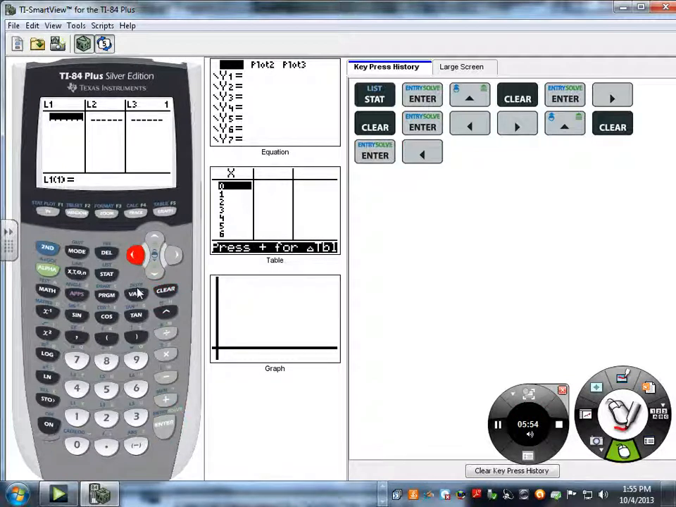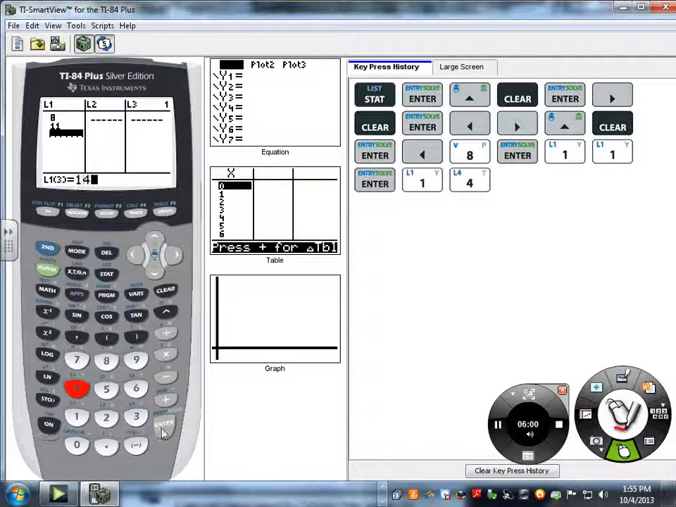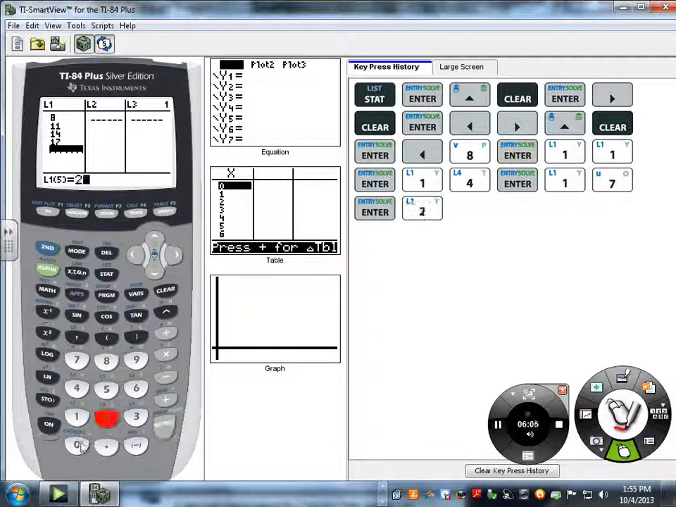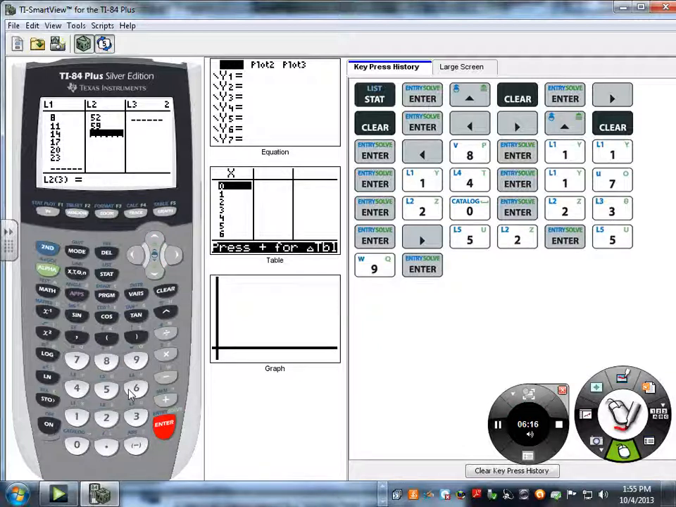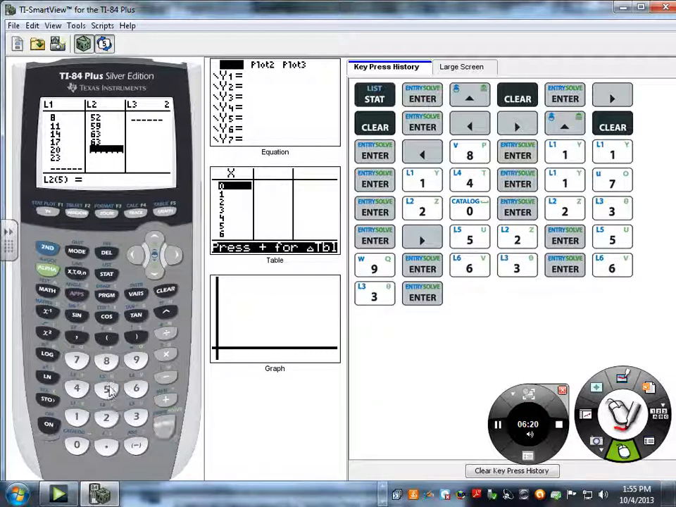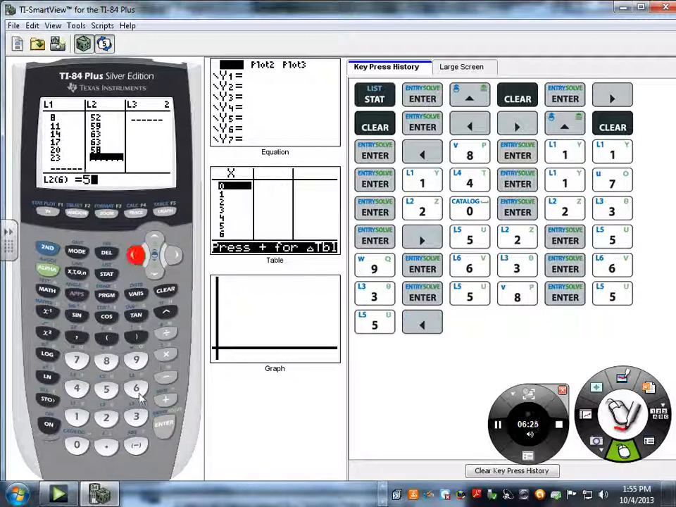And then in L1, I'm going to put the time data, and again, we're using that 24 hours. So 8, 11, 14, 17, 20, and 23. And then in L2, I'm going to put the temperatures that were listed there. So 52, 59, 63, a couple of times, 58, and 56.